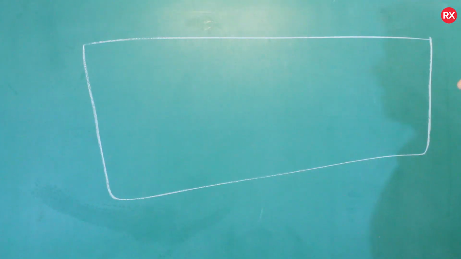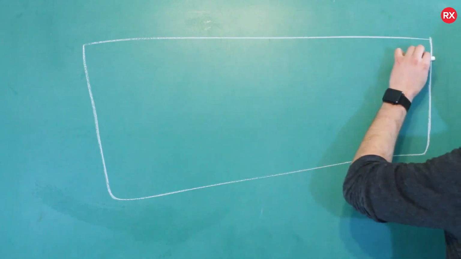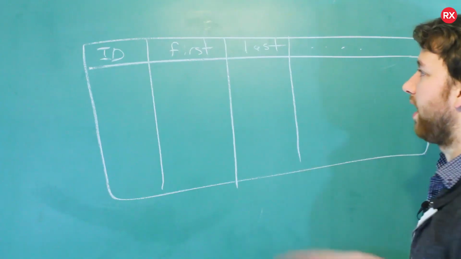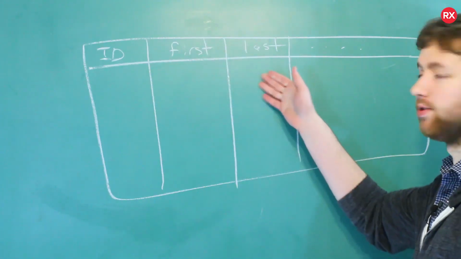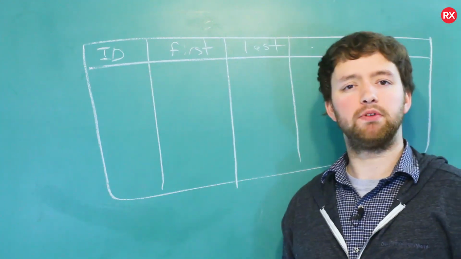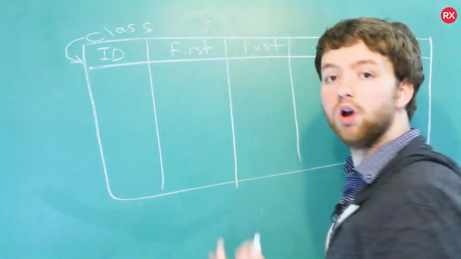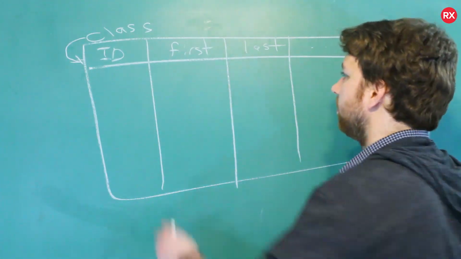So no, not like a dinner table. We're talking like an Excel table or a database table. Usually we have columns. So we might have a column for their ID, their first name, and their last name. Well, these column headers, you can consider them to be the class. It defines the structure. And then each individual row is like an object.